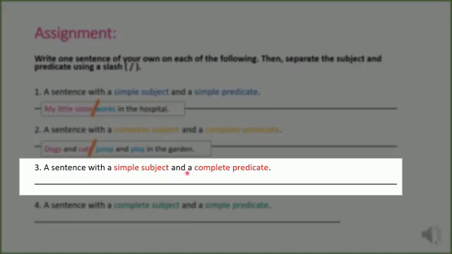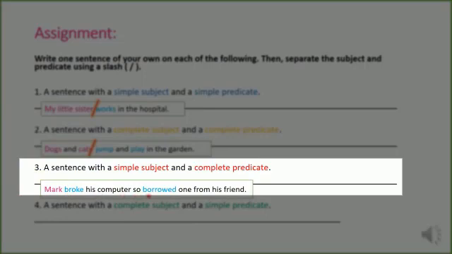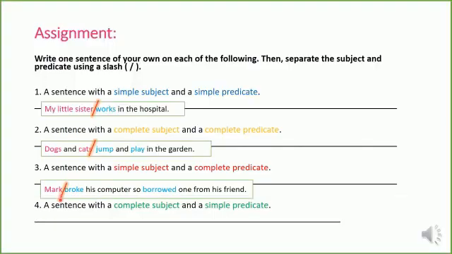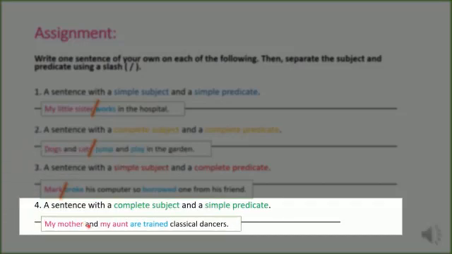A sentence with a simple subject and a compound predicate. For example, Mark broke his computer and borrowed one from his friend. So this sentence contains one subject, and these are the verbs broke and borrowed. These are two verbs, a compound predicate, so the slash should be here. A sentence with a compound subject and a simple predicate. For example, my mother and my aunt are trained classical dancers. So here we have a compound subject, okay? Two subjects connected by the conjunction and we have only one predicate, and the slash should be here.